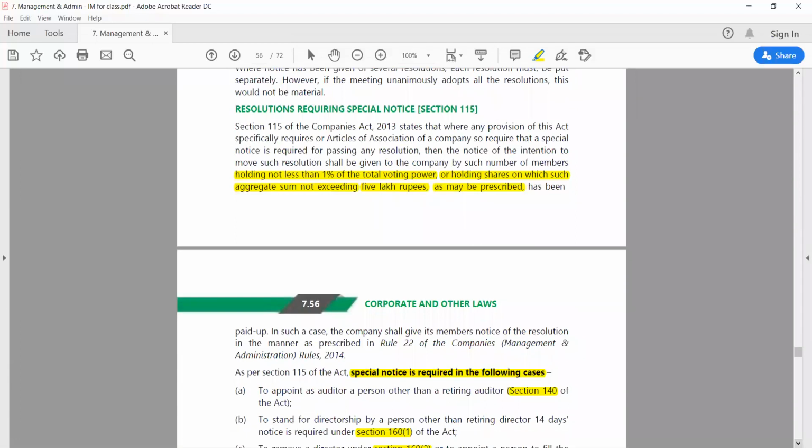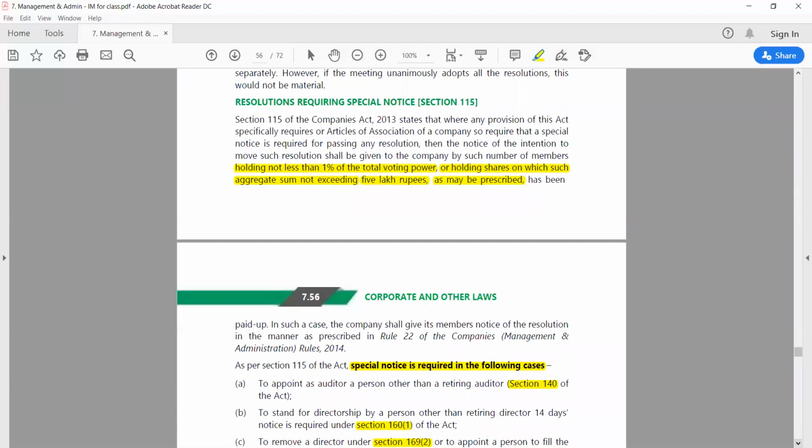Resolutions requiring special notice. The example that we talked about has already been mentioned, so let's not bother about it. We already told what is notice. Now we are going inside the special notice. That means the other becomes ordinary notice. What is special notice? Section 115 of the Companies Act states that where any provision or the AOA requires that a special notice be given for a resolution to be passed, you should do it.